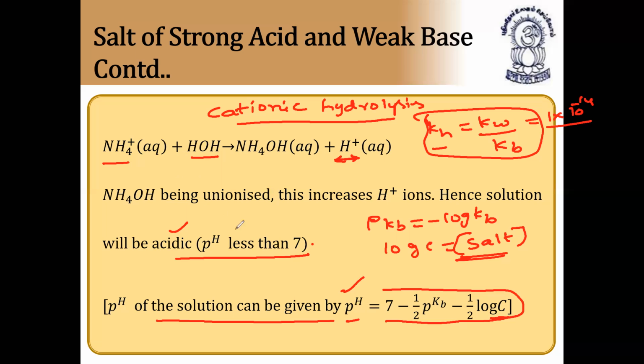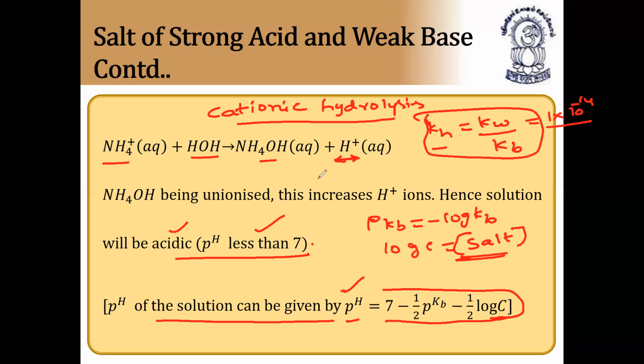So in this way, we'll find out pH of the solution. Which solution? That is salt of strong acid and weak base. So first, point number 1, salt of strong acid and weak base will undergo cationic hydrolysis because the cation of the salt will combine with water and forms weak base along with H plus ions. As the resultant solution is acidic, pH will be less than 7, because NH4OH being unionized, this increases H plus ion concentration. As H plus ions are present in the solution, the pH of the solution will be less than 7, and on the whole, the solution will be acidic.